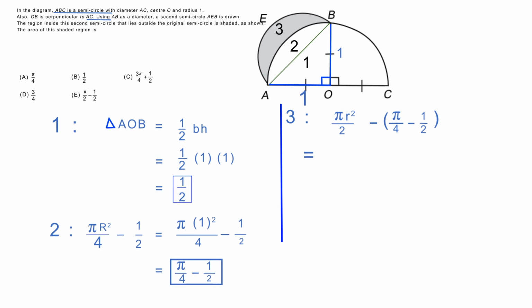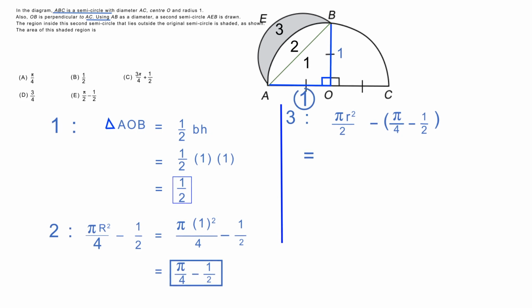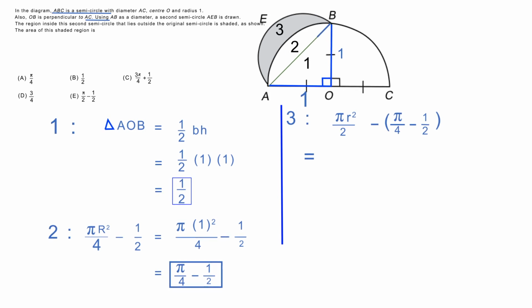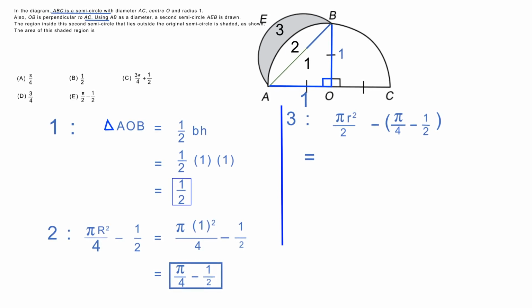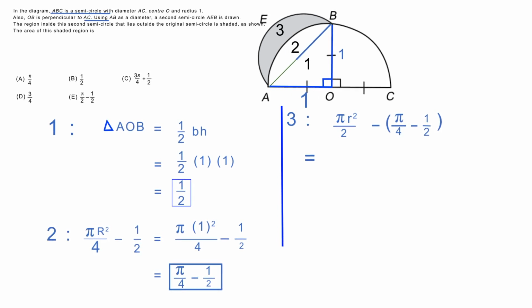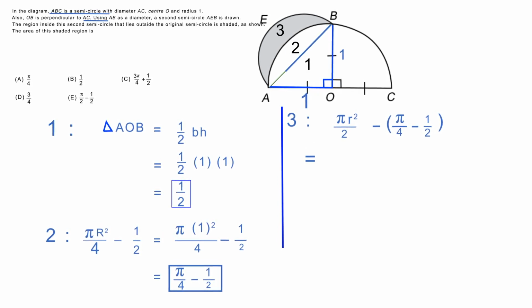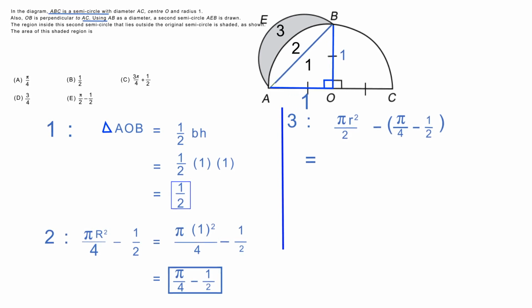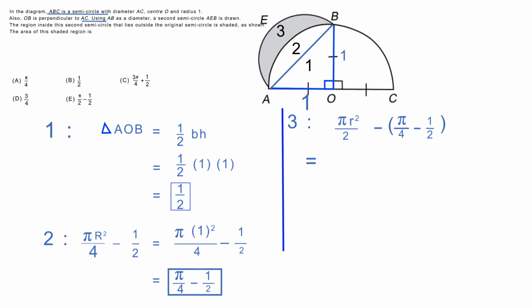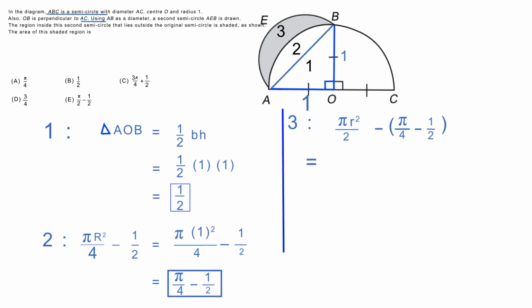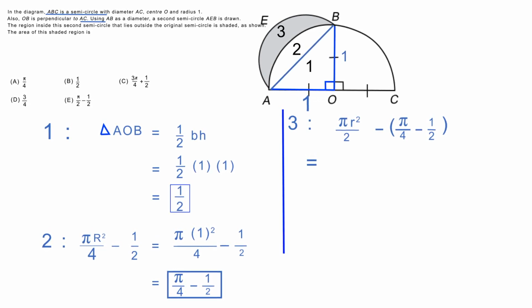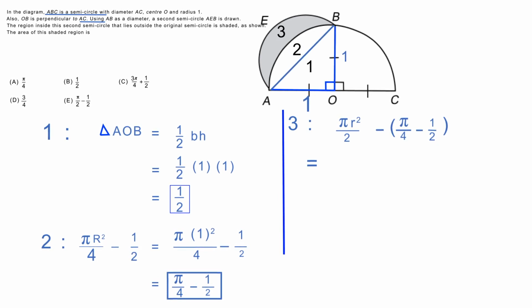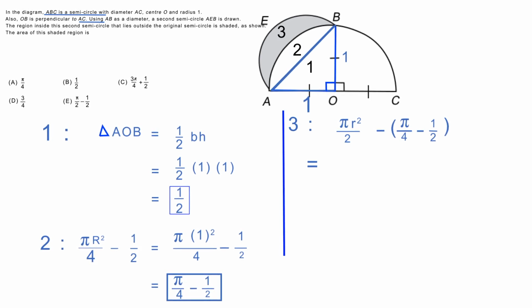Now we have pi r squared over 2, but what's r in this question? It's not 1, so don't make that mistake. It's the radius of this other circle or semicircle. So how do we figure that out? How do we find the radius? Well, we know that the radius is always half of the diameter, and the diameter of the circle is AB. So if we can figure out AB, we should be able to just cut it in half, and that would be the radius. So AB we can figure out with the Pythagorean theorem on this triangle OB.